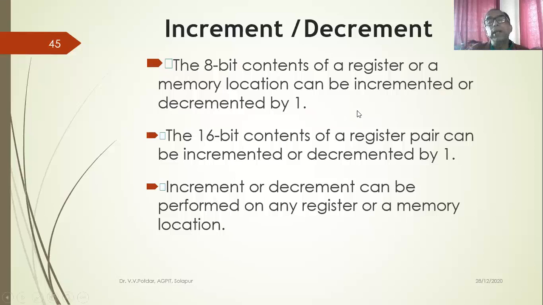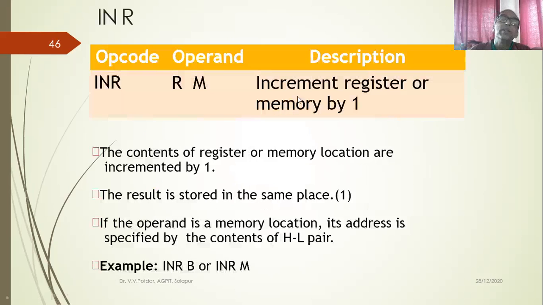Then the next instructions are related to increment or decrement. The 8-bit contents of a register or memory location can be incremented or decremented by 1. The 16-bit contents of a register pair can be incremented or decremented by 1. Increment or decrement can be performed on any register or a memory location. For example, the instruction is INR. It is related to increment, INR.